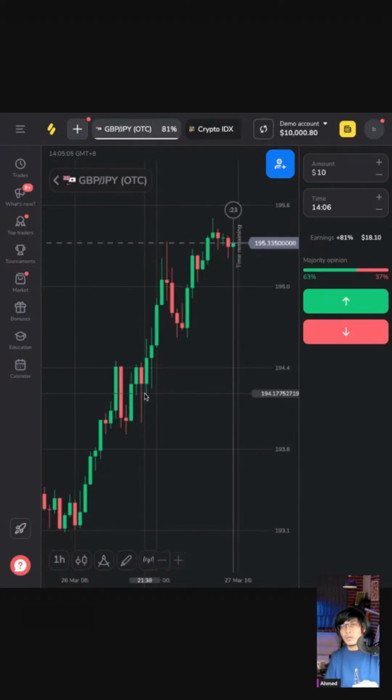Now, you want to scale when it is very high probability that you are going to win. Of course, no analysis is going to guarantee you profit 100% of the time.